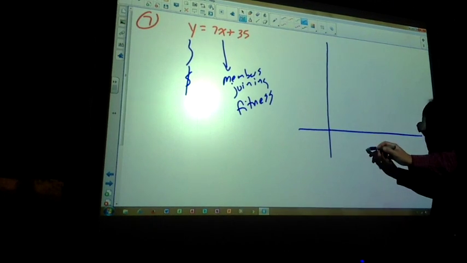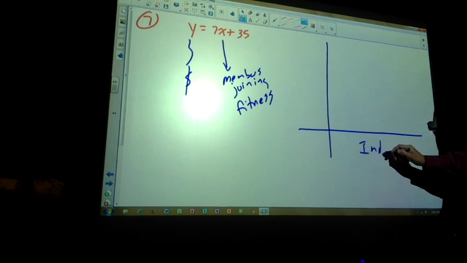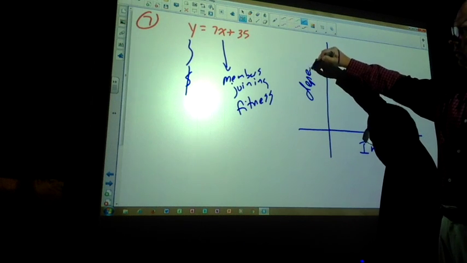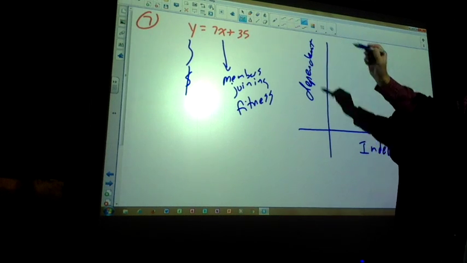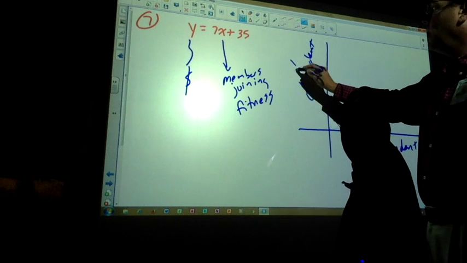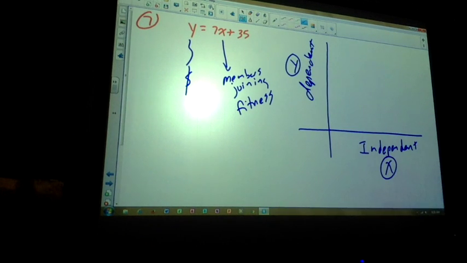Okay, independent is the x-axis. Dependent is the y-axis, always. Okay, not just this week, always. So independent is x, dependent is y. I think we've identified enough of that. I don't know if we have to graph it or not.